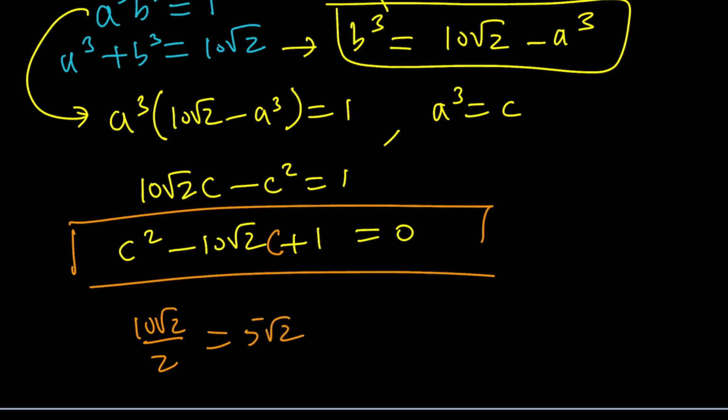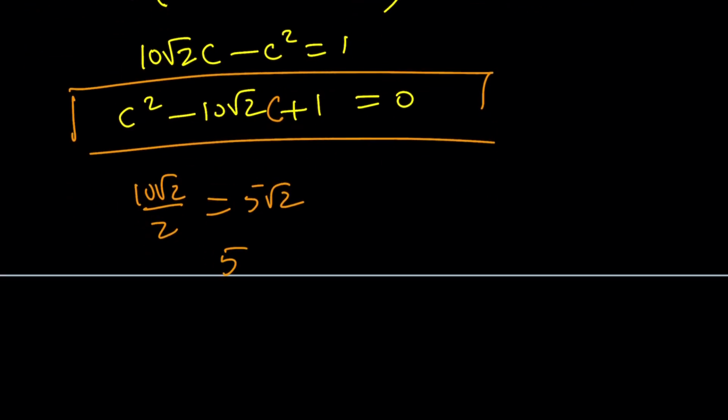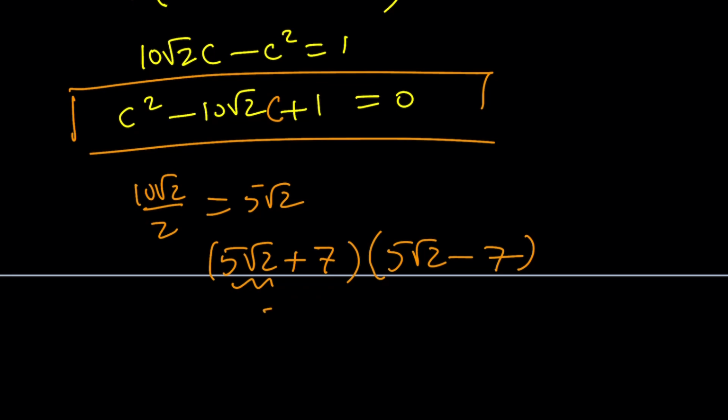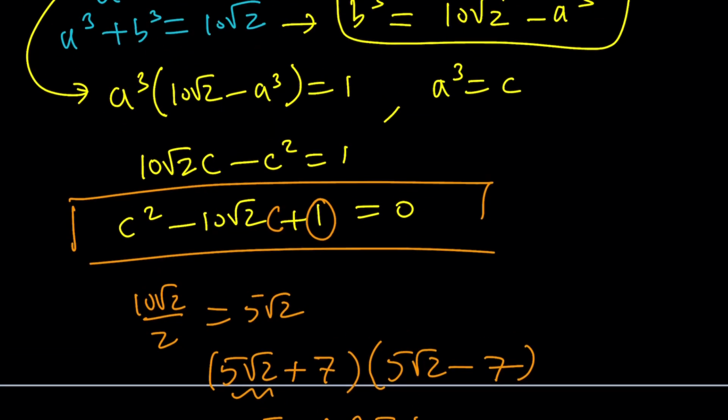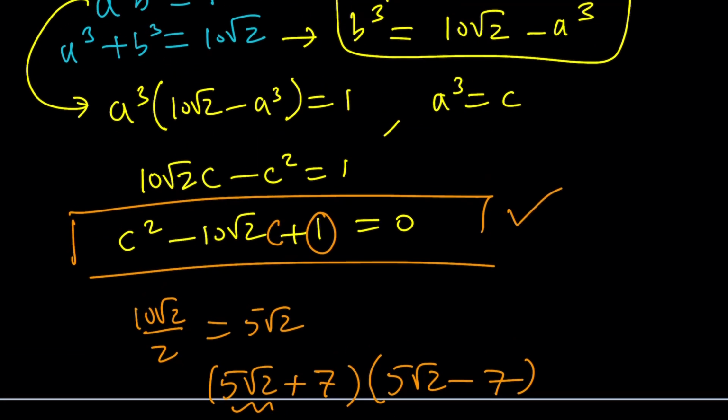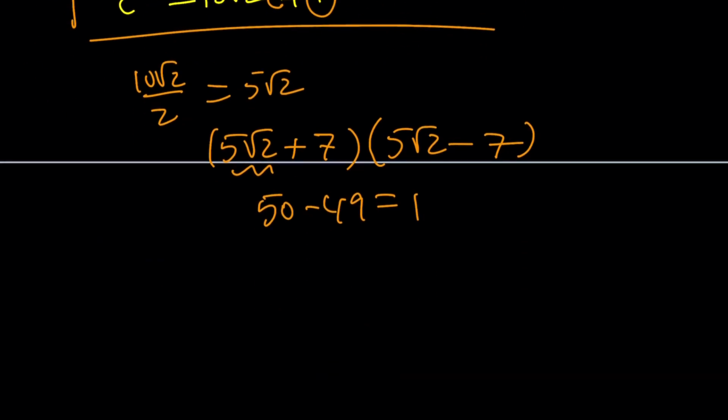So I'm going to assume that my numbers are going to be like 5 root 2 plus something and 5 root 2 minus something. In other words, they're conjugates, but their product needs to be 1. In this case, if you square this number, you get 50. So you basically need a 7 here, because when you multiply these from the difference of two squares, you get 50 minus 49, which is equal to 1. So that satisfies Vieta's formulas. I hope this makes sense. If you don't like this, go ahead and use the quadratic formula, and you'll find the exact same values. So those are the c values.